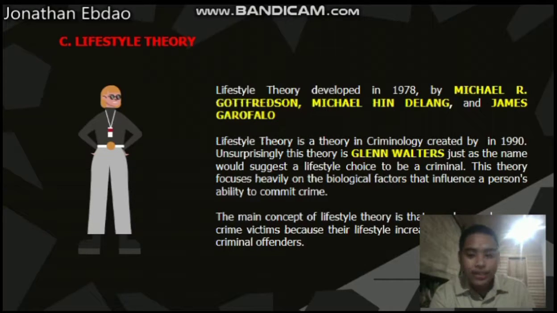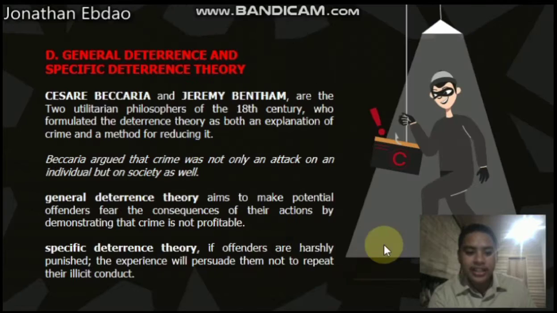Also, in the lifestyle theory, they argue that it is because of changes of role, working mother versus housewife, and schedule, a child's school and calendar. People live different lifestyles, with work and leisure activities. The main concept of lifestyle theory is that people may become crime victims because their lifestyle increases their exposure to criminal offenders.